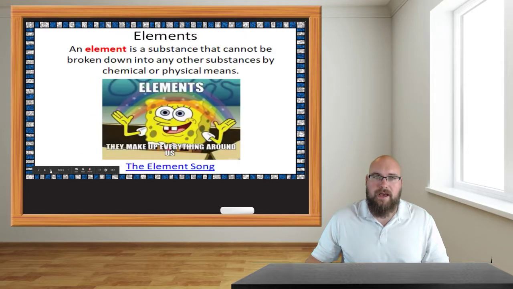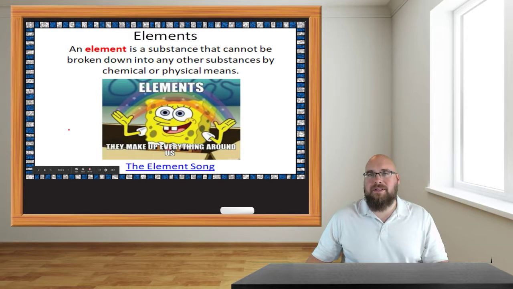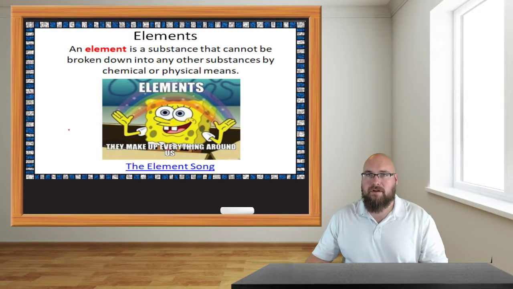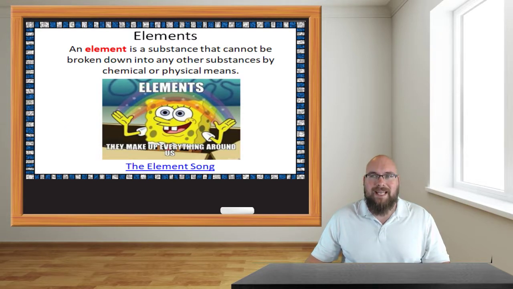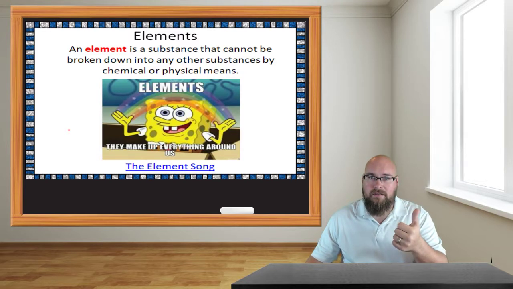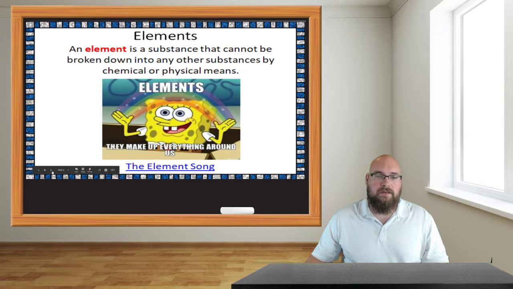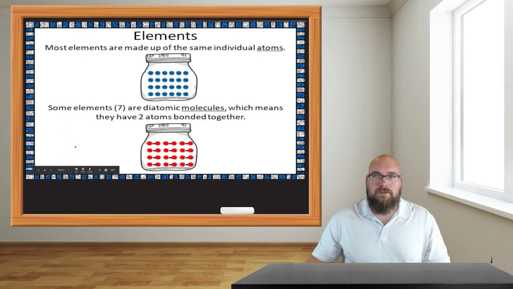Alright, so let's build on that. First, elements. They are a substance. They are made up of one type, and it cannot be broken down into any further substances, whether by chemical means or by physical means. So like in this one, elements are made up of the same individual atoms in example number 1. Every one of these is an atom and they're all the same. They are not connected in any way. They're just next to each other.